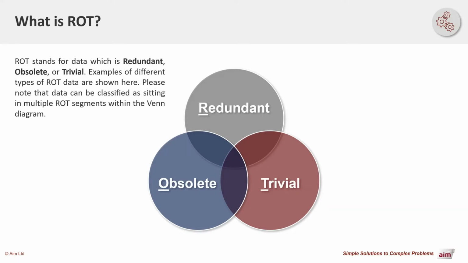Let's start with defining exactly what ROT is. Well, it stands for data which is redundant, obsolete, or trivial. It's data that is no longer, or possibly never was, of use to an organisation. The Venn diagram here represents the reality of the situation, whereby a file, a document, could fall outside of this Venn diagram, or it could fall into any of the 7 segments that exist within it. For example, a duplicate copy of a personal email that was sent 10 years ago, as we'll see, may well be defined as all three. It is redundant, obsolete, and trivial.